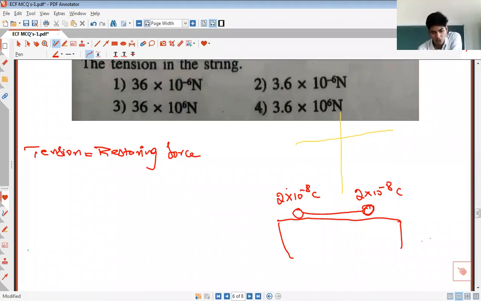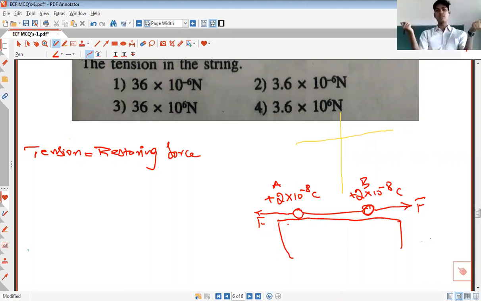See, this is a positive charge and this is also a positive charge. We'll call this charge A and this charge B. Charge A exerts a force of repulsion on charge B in this direction, since they are like charges, and charge B also exerts a force of repulsion on charge A in this direction. So both of the charges are repelled.